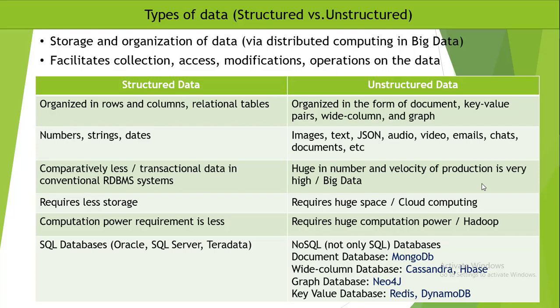Here, the data is organized in the form of documents. It can be in the form of key value pairs. It can be in the form of wide column and graph related data. So what are those unstructured data? Everywhere, whatever we are doing, it is actually getting tracked. It is actually getting stored, saved in some format or other.